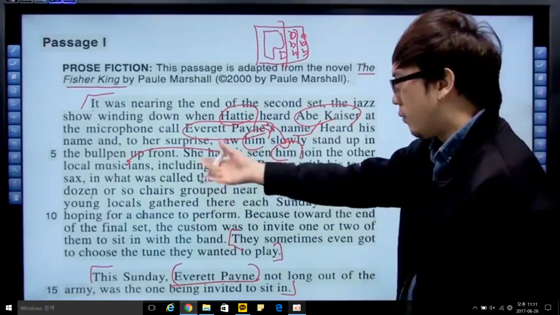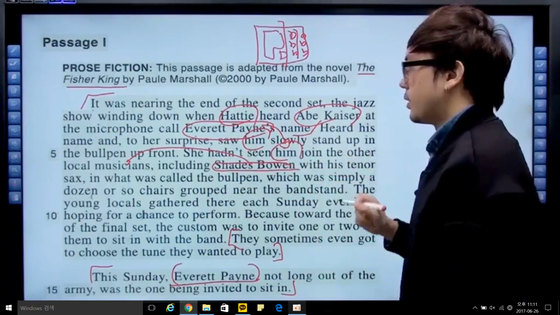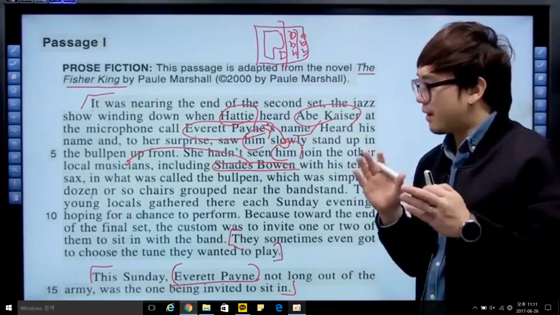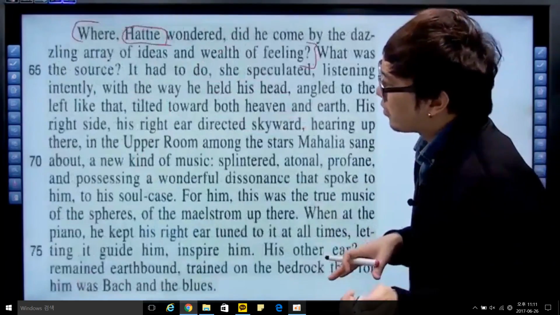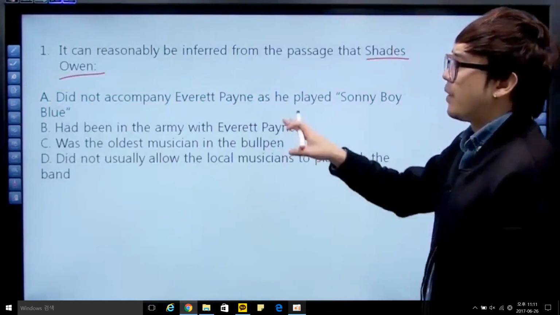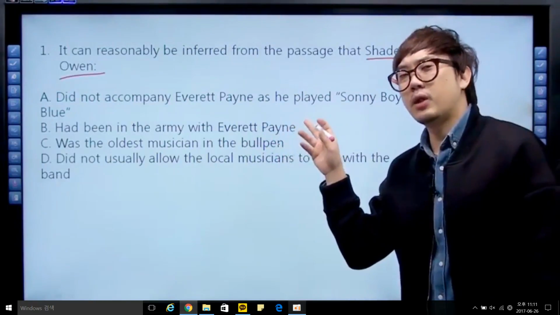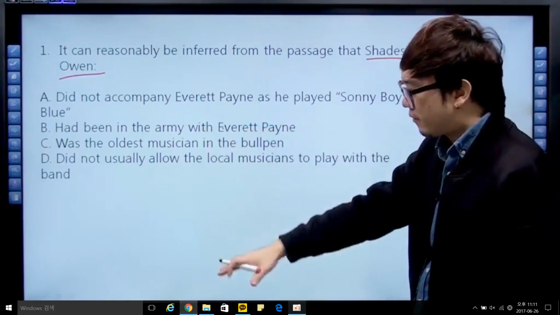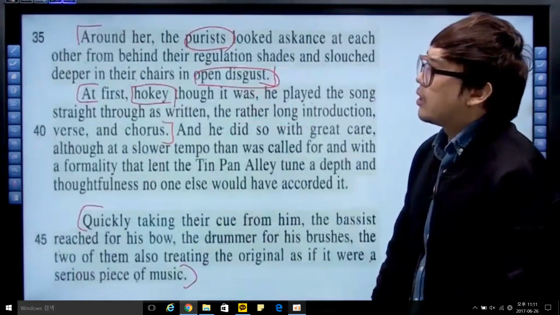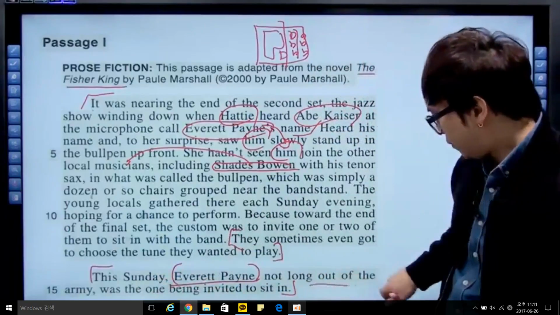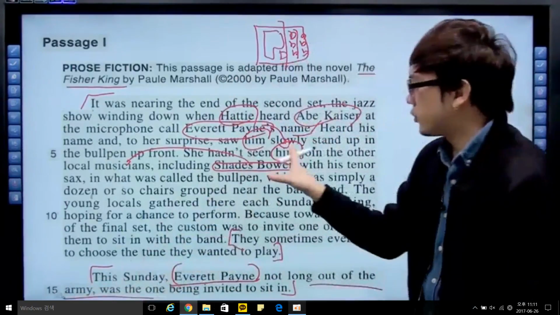And then in what was called the bullpen, which is simply a dozen or so chairs grouped together, right? So if you see that idea, it definitely means that. I mean, if all the other things don't really make sense if you think about it. Now, had been in the army with Everett Payne. Now, we don't know that yet because the army part of it appears in the second paragraph, right? I mean, you should already cue this in your head. The army part of it was second right there. So it has got nothing to do with Shades Bone, right?